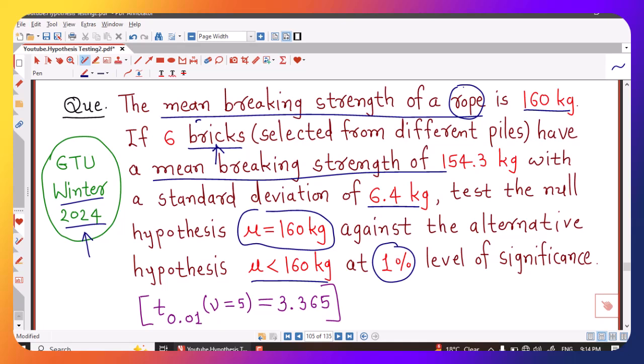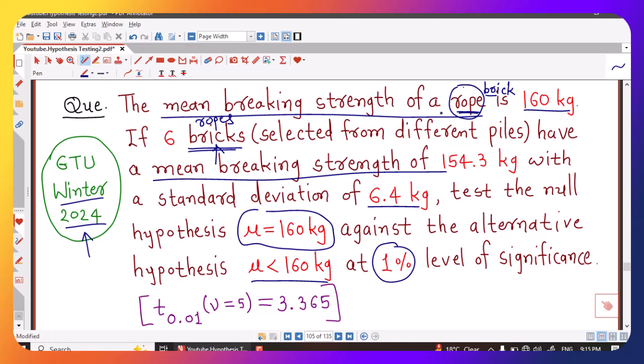So instead of this we must have either ropes here or bricks here. Ultimately they are talking about breaking strength of a rope or brick. I think there is some typing mistake in the paper. Here they have written rope and here they have written bricks. So we will consider either bricks or rope.